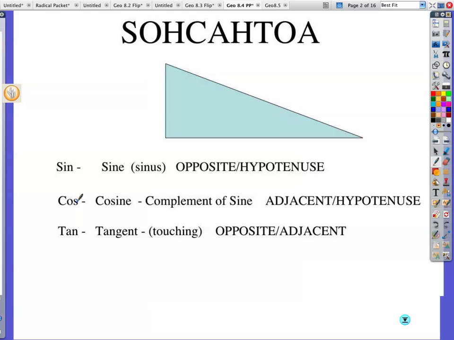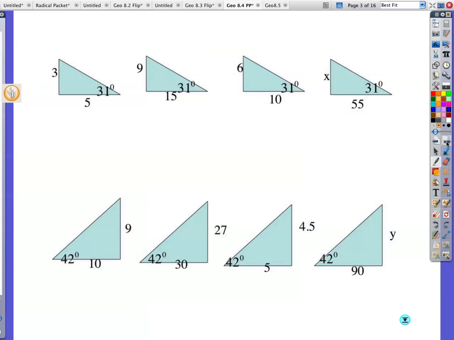Cosine and tangent. Sine is opposite over hypotenuse. Sine is the S. O is opposite. H is hypotenuse. Cosine is adjacent over hypotenuse, and tangent is opposite over adjacent. Okay, so how do we figure out what is opposite, what's adjacent, what's hypotenuse? Well, hypotenuse should be set in stone, so let's go ahead and look.